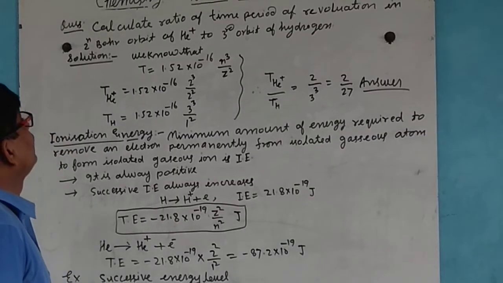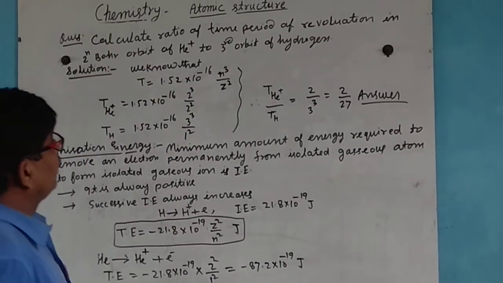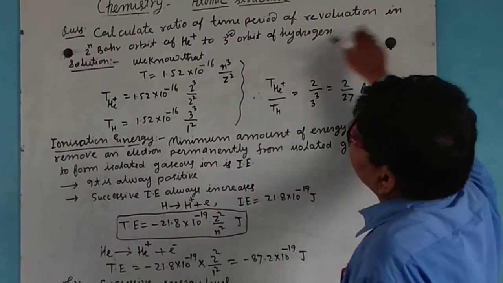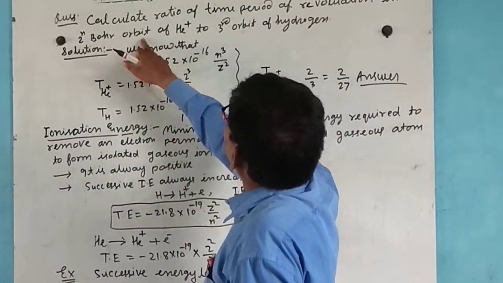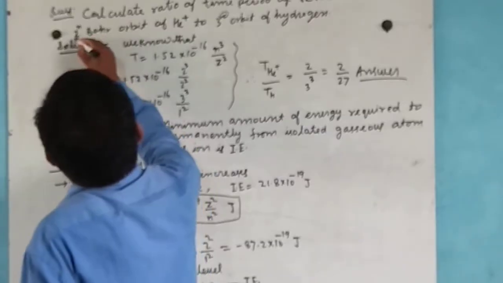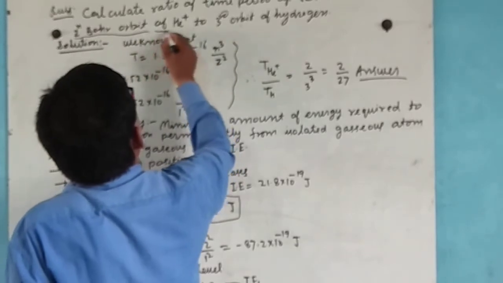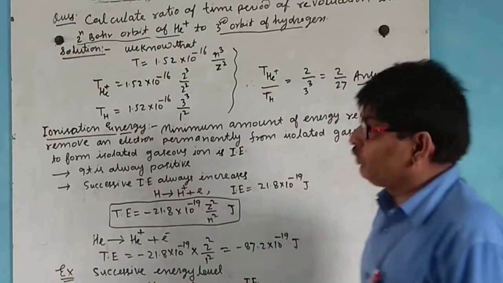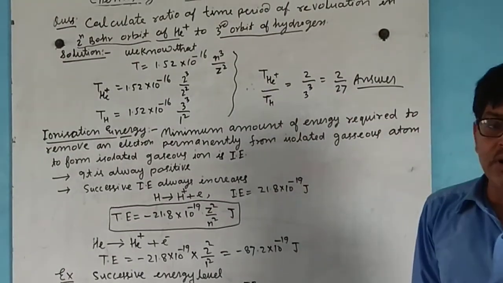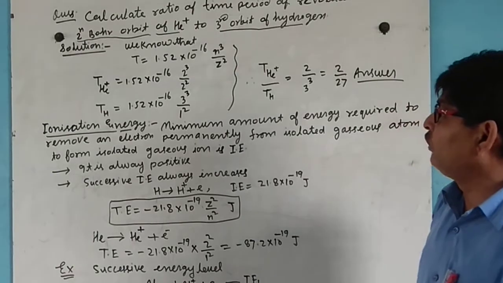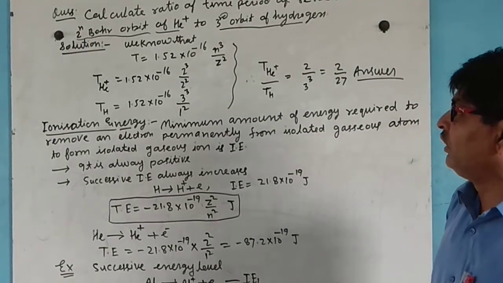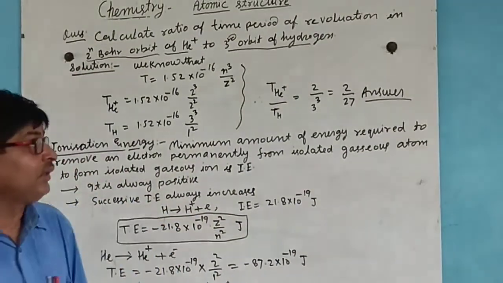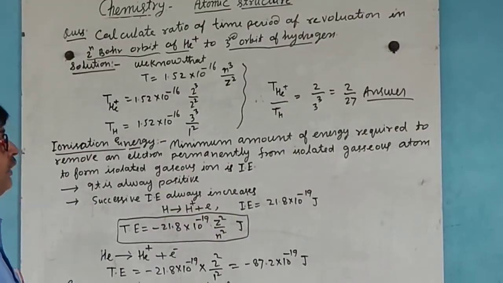Calculate the ratio of the time period of revolution in the second Bohr orbit of helium to the third orbit of hydrogen. Now T equals 1.52 into 10 to the power minus 16 n cube by z square, where n is the principal quantum number of the orbit and z is the atomic number.